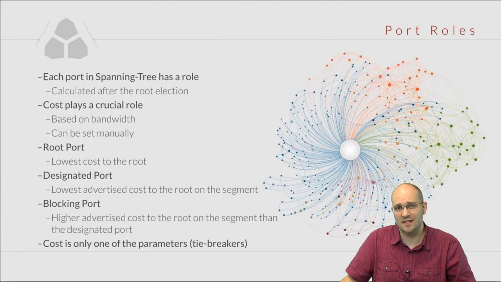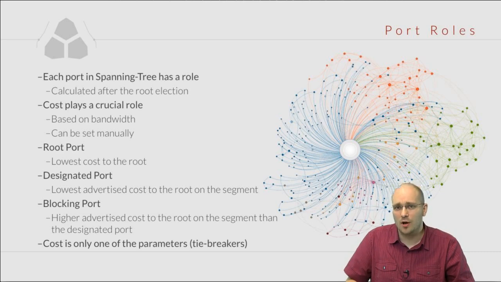Once the root bridge has been elected in our network, the switches still need to calculate the loop-free topology. To do that, each port in the spanning tree domain will be assigned a specific port role. There can be 3 roles: the root port, the designated port, or the blocking port. The root port is, generally speaking, the port that has the lowest cost to reach the root.